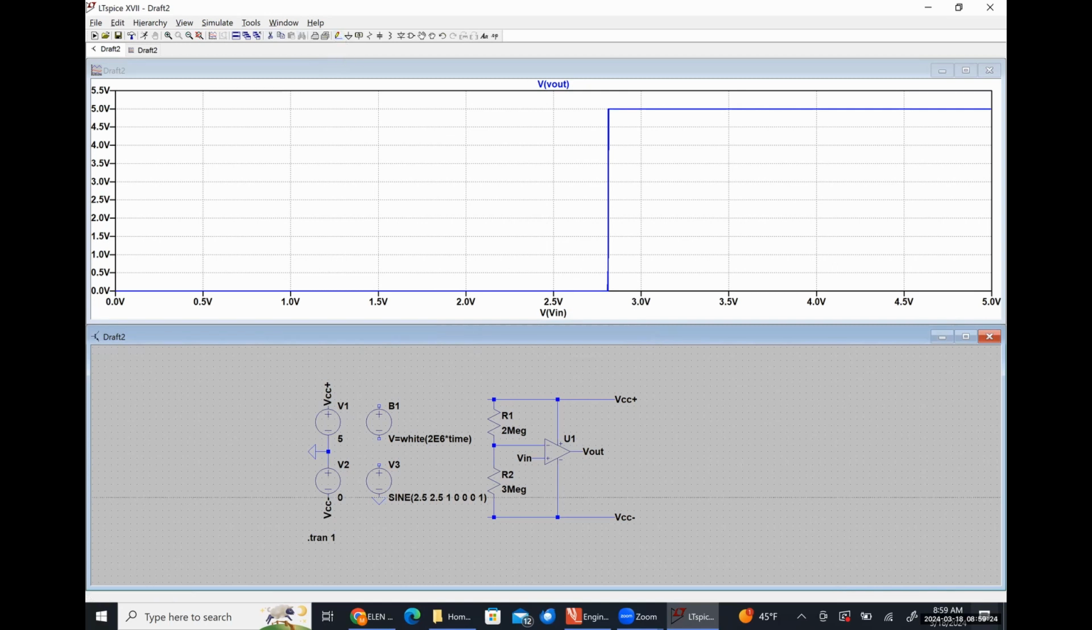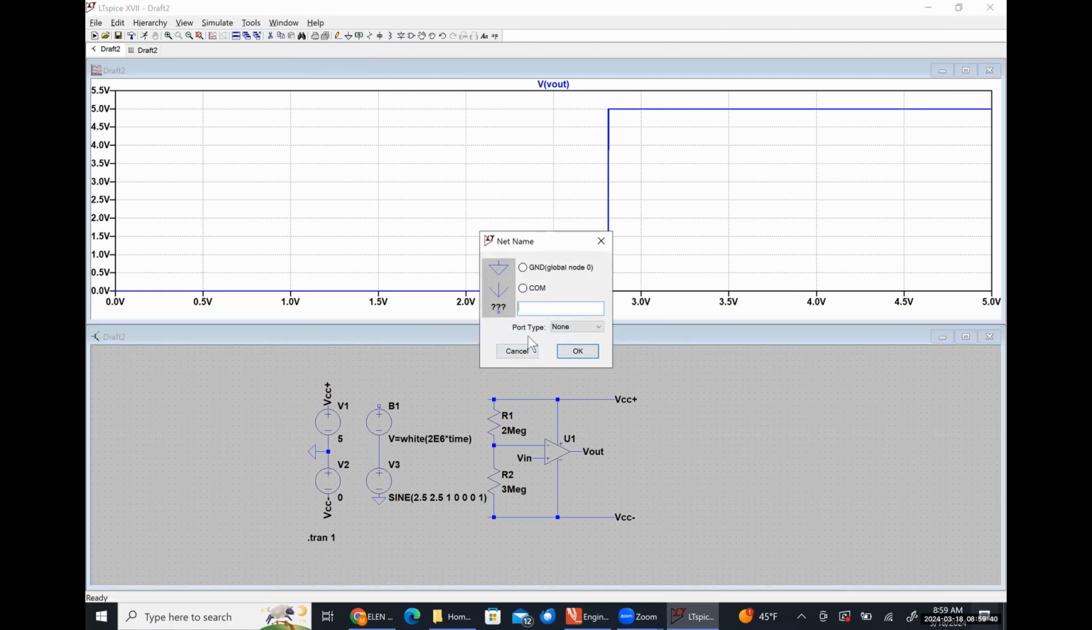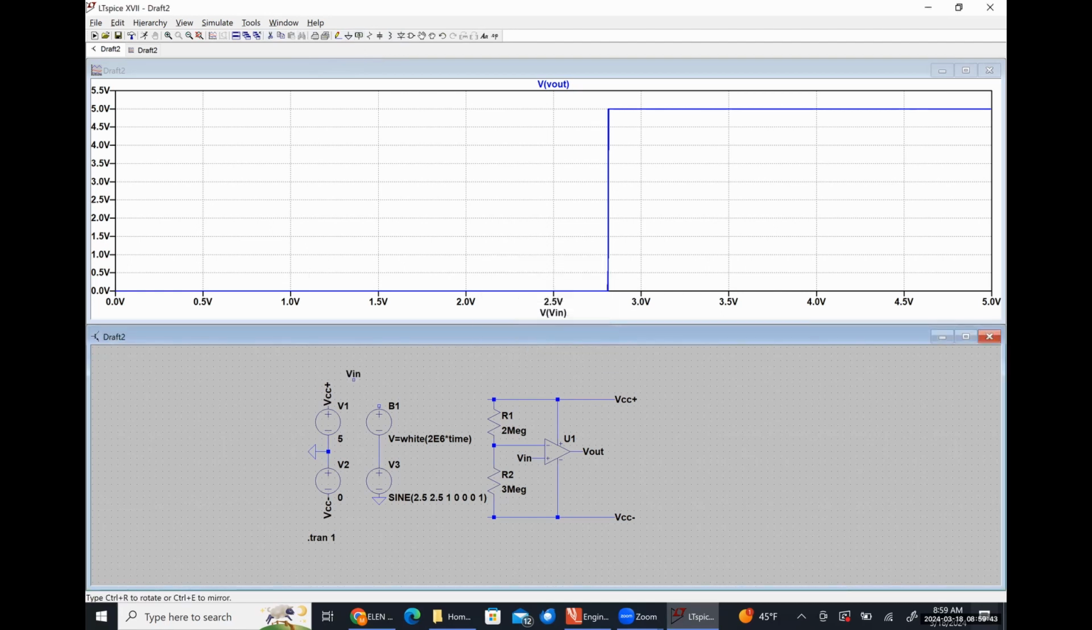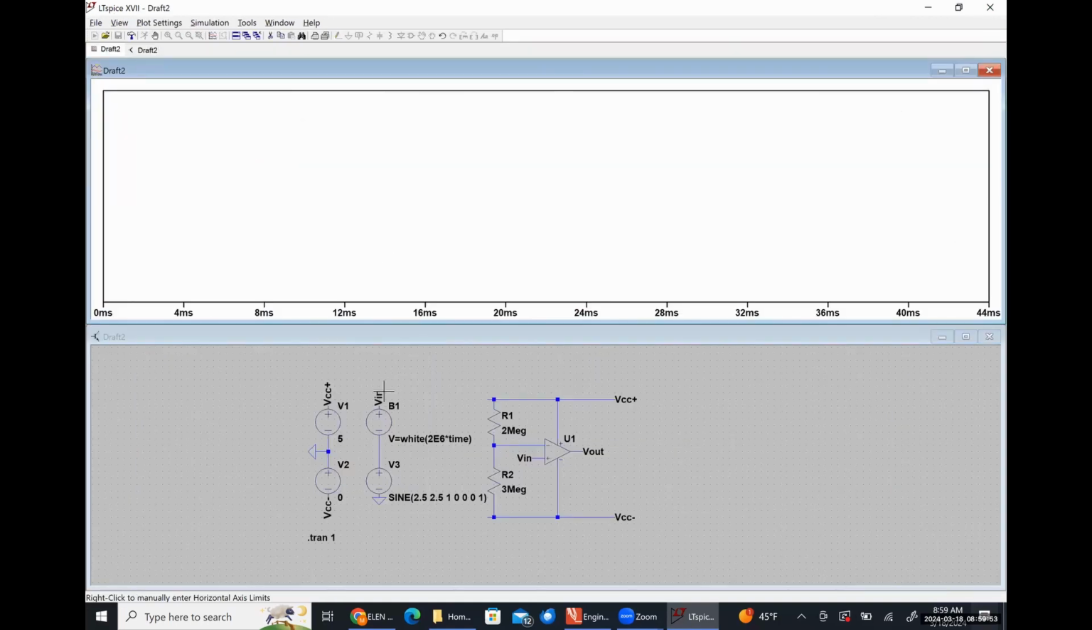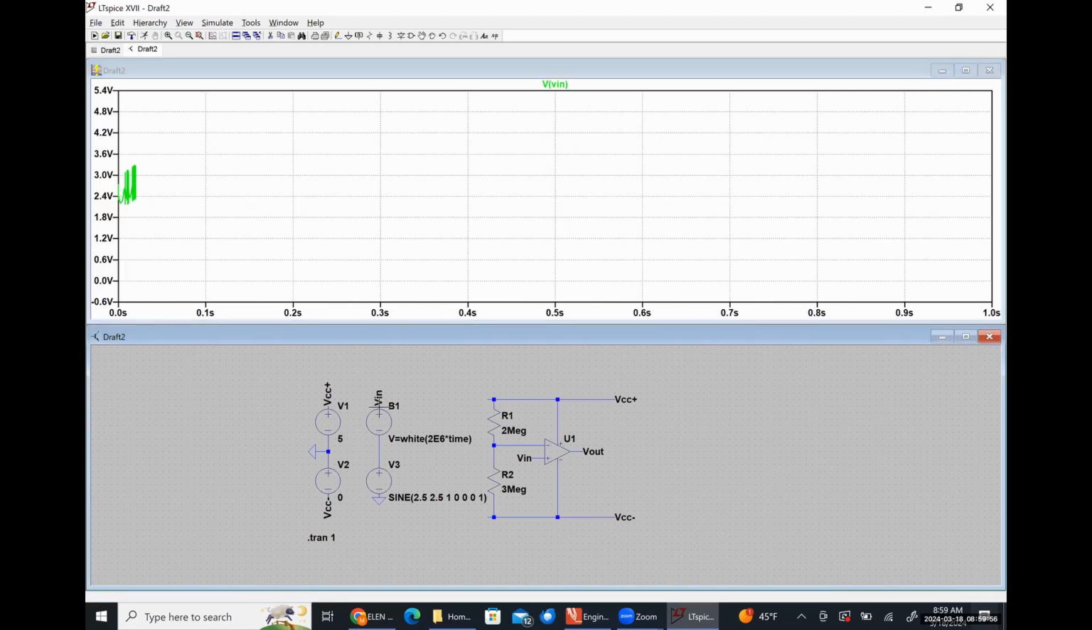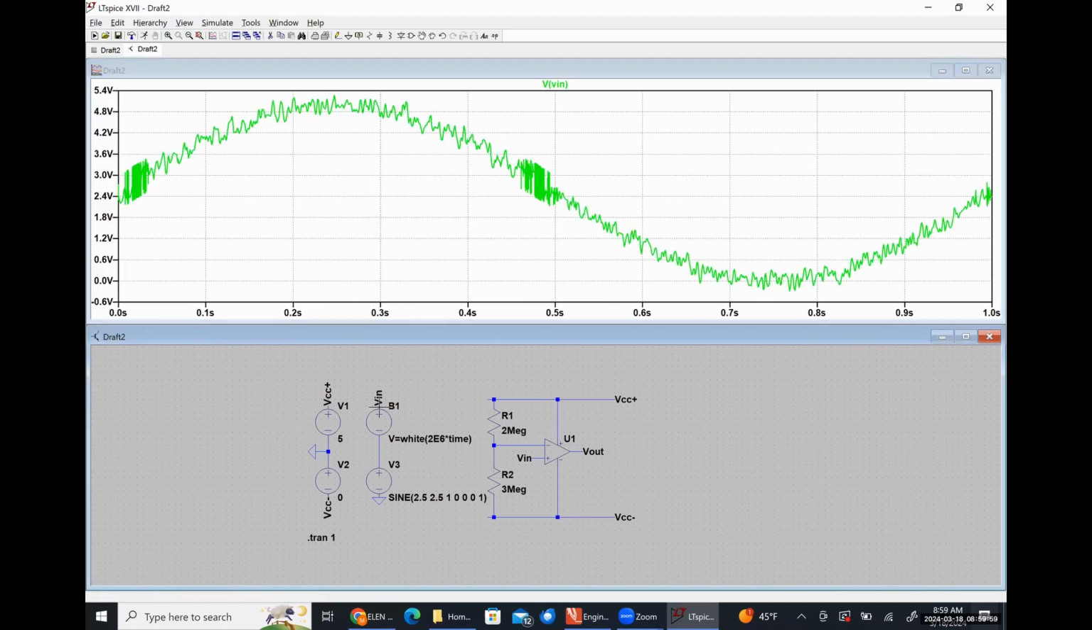I'm going to wire these in series so that I'm just adding a little bit of noise on top of my sinusoidal input. And now I'm going to call this guy up here my input. Let's close this, resimulate. Let's look at what the voltage at this node looks like. Yeah, so that's a nice noisy input signal.